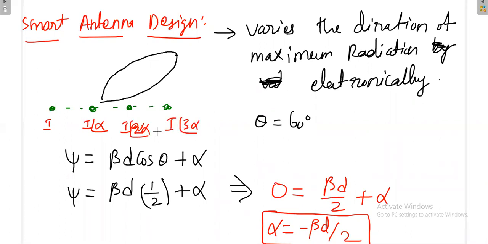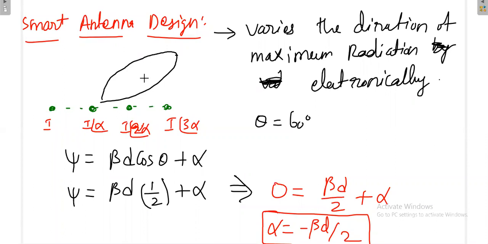So I have to progressively increase my phase shift. But what is that alpha that I have computed here? If I want a maximum radiation at theta 60 degree, definitely my alpha has to be like this. If my theta is different, say 30 degree, then you compute the corresponding value, fix your alpha, then apply the phase progressively, and you'll get the corresponding direction of maximum radiation. That's the idea of the smart antenna design.